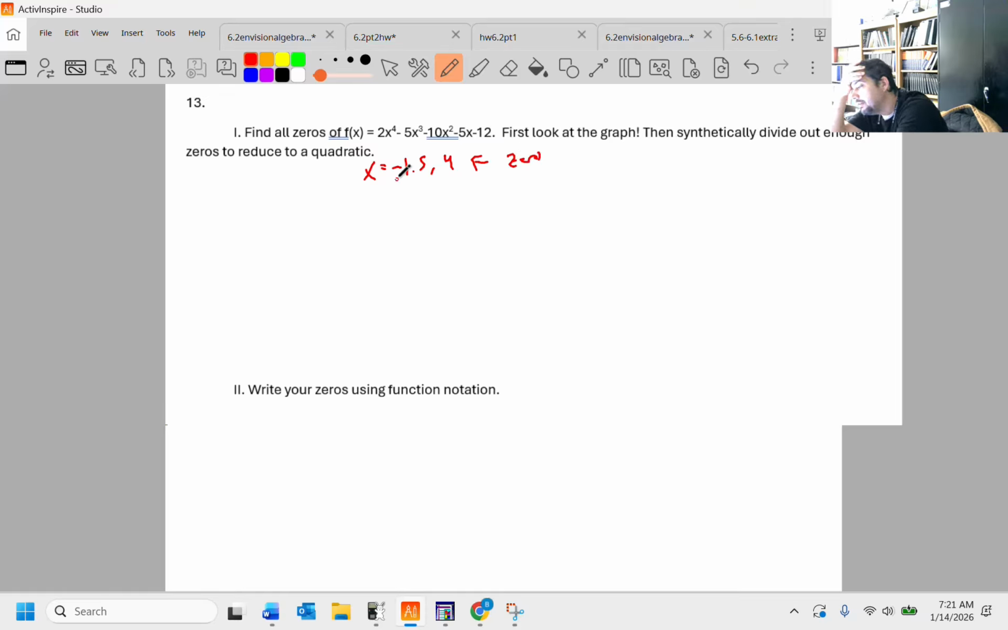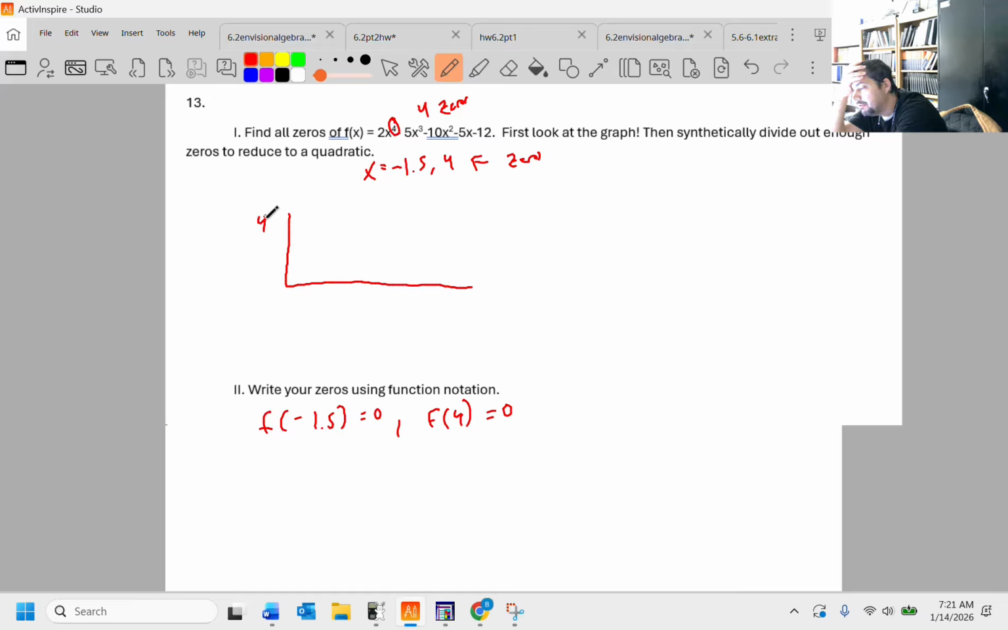Now let's jump down here to this. This is saying that f of negative 1.5 is a 0. It's also telling me that f of 4 is a 0. Those are two of your zeros written using function notation. Now this is a fourth degree polynomial, which means it has 4 zeros. So what we're going to do is we're going to do synthetic division.